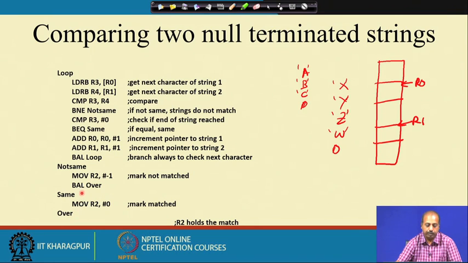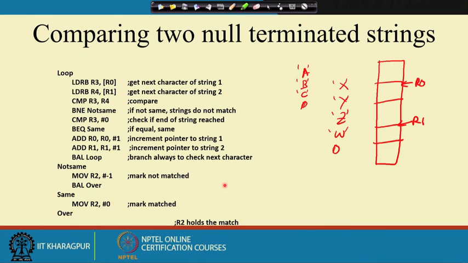So, if R2 is getting -1, after that the program ends. Or if it is always same, then we do MOV R2, #0. So, the R2 register gets the 0 value. If the strings are same, then R2 will get a 0. If strings are not same, then R2 will get a -1. So, this is a comparison program that will just compare two strings whether they are same or not. You can extend this program to check whether one string is greater than the other and all that.